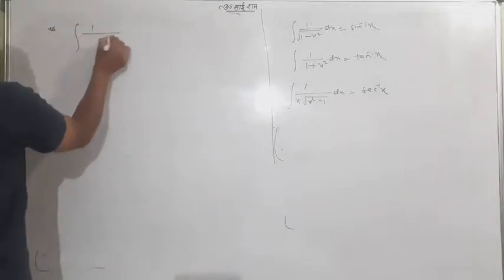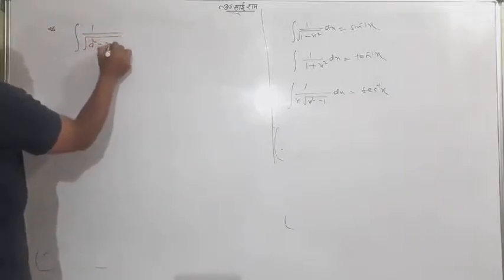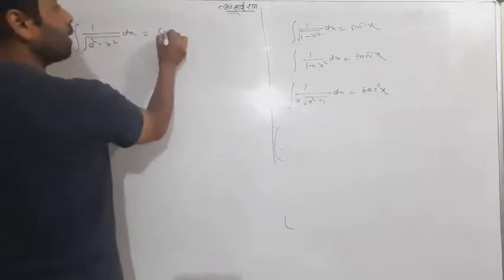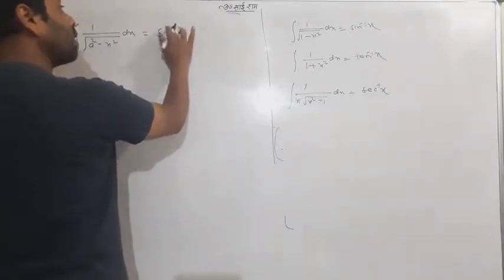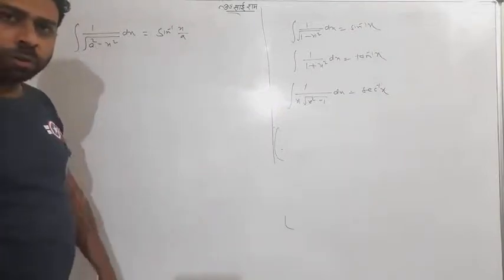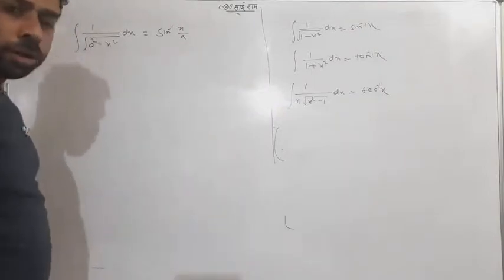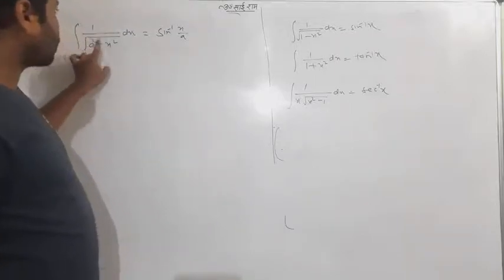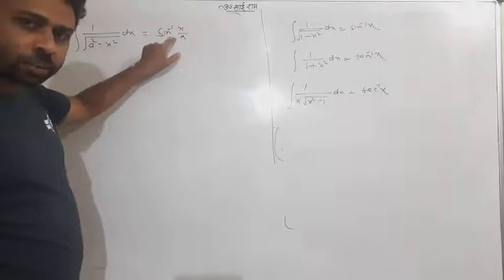Recently I taught you the formula 1 upon square root of a square minus x square, which is sine inverse x by a. It's very correct. We have seen it recently. You can see the video and rewind it and see that 1 upon square root of a square minus x square. We have seen this formula recently.